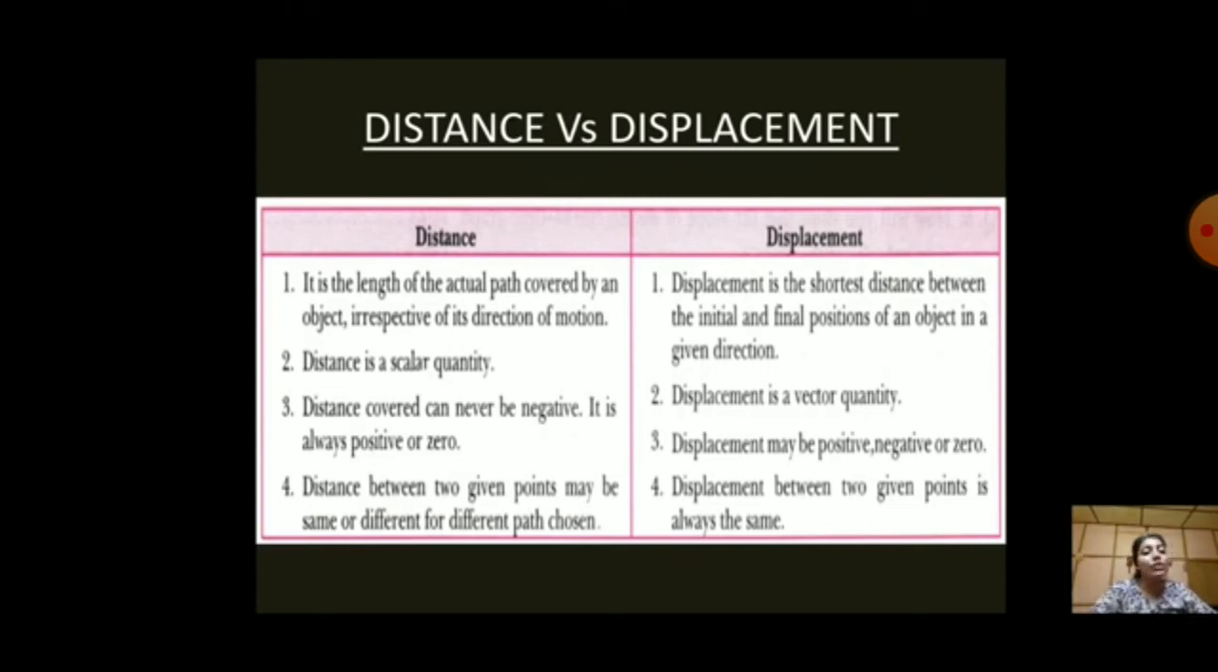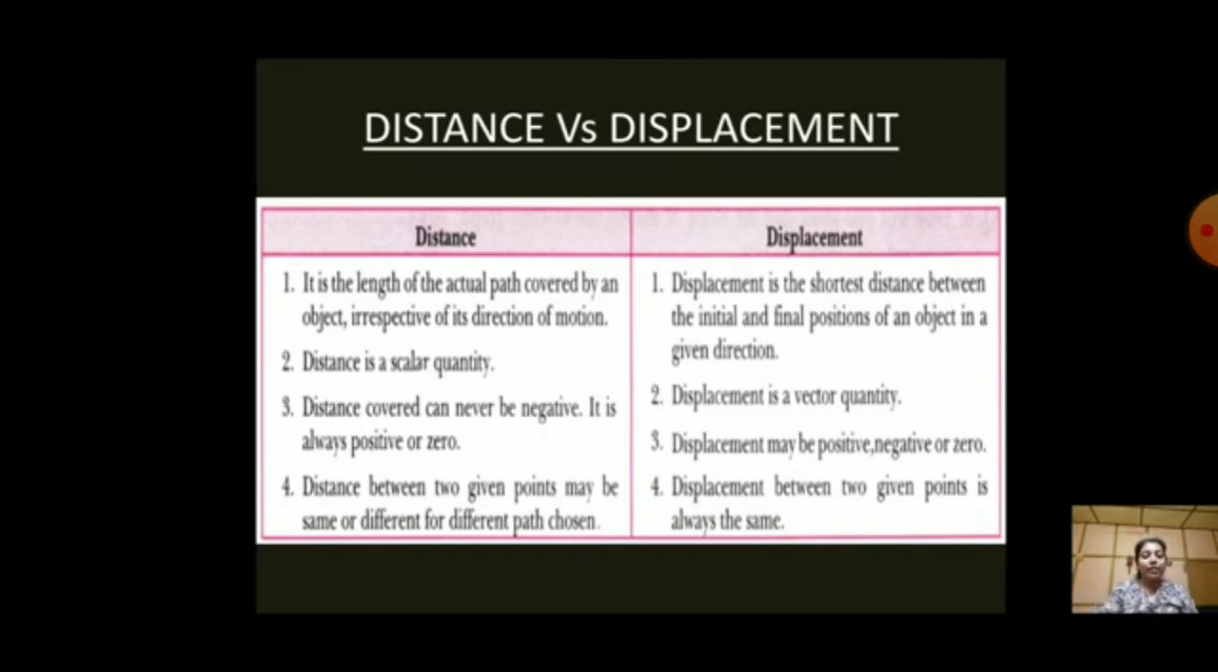Those quantities which have both magnitude as well as direction are called vector, and those which have only magnitude are known as scalar. Then, distance can never be negative, it is always positive or 0. Yes, distance can be 0. If you are at rest and not moving, then distance is 0.